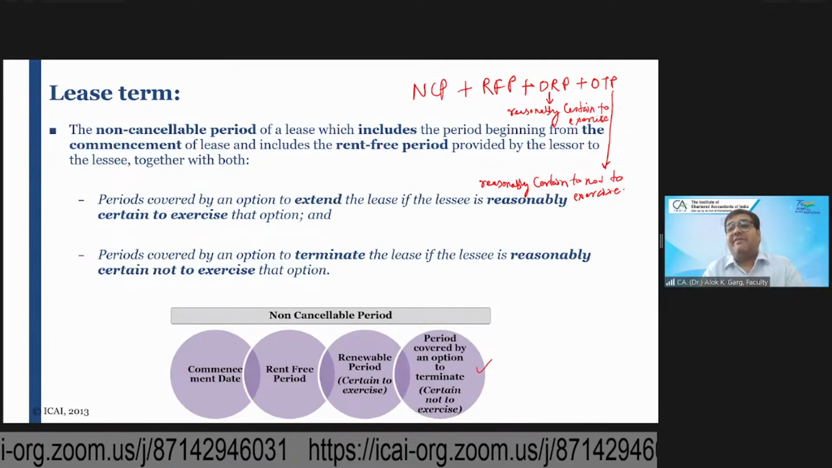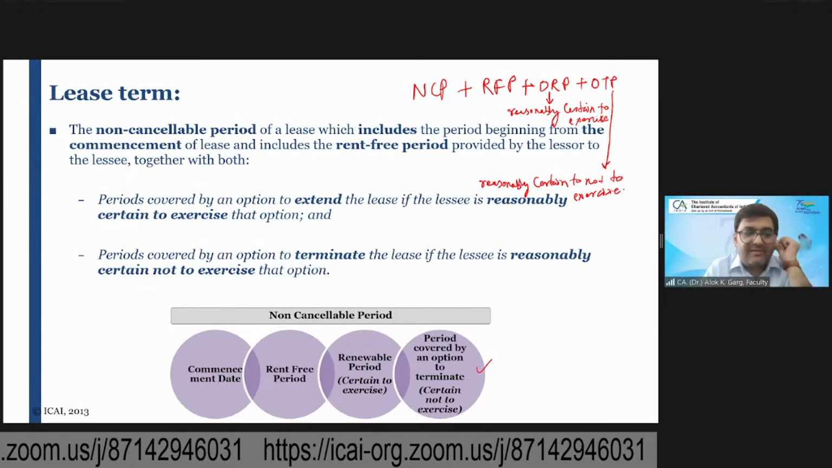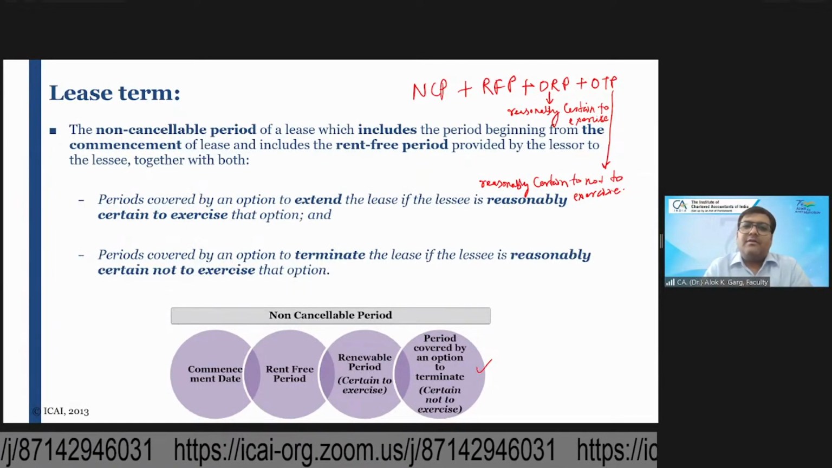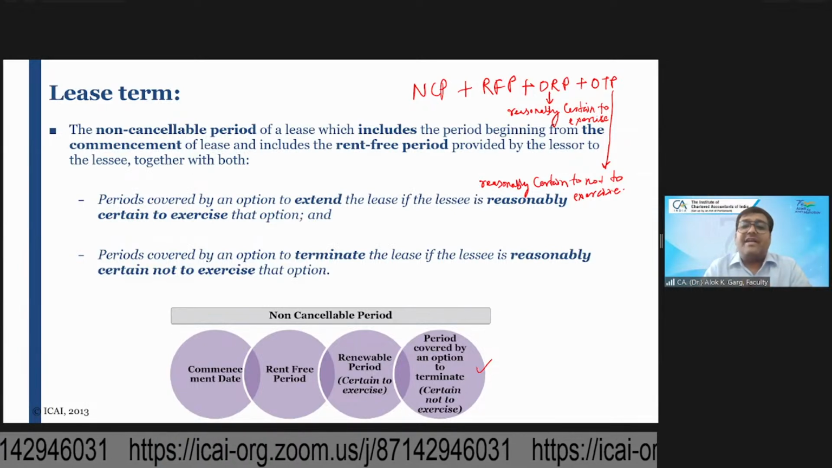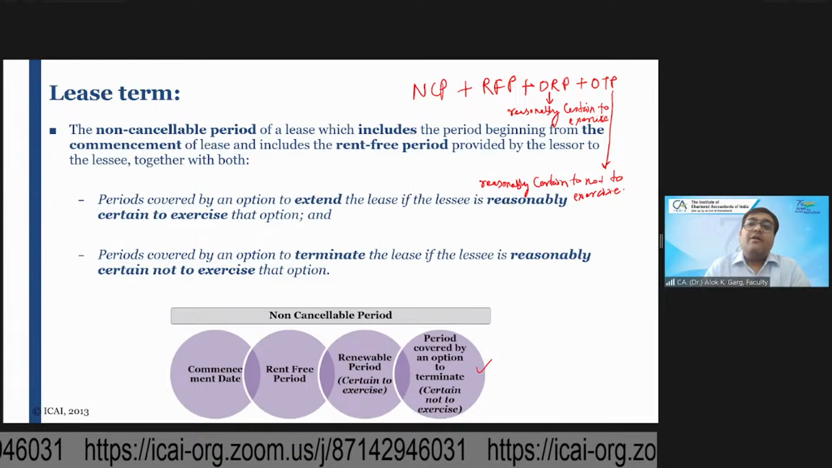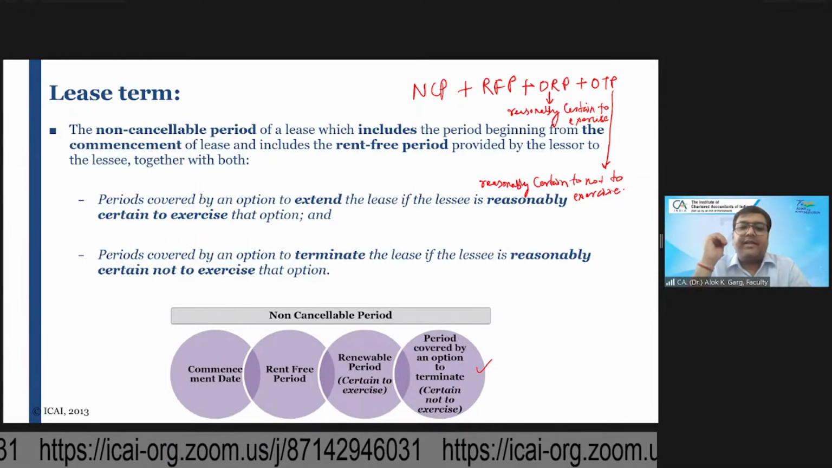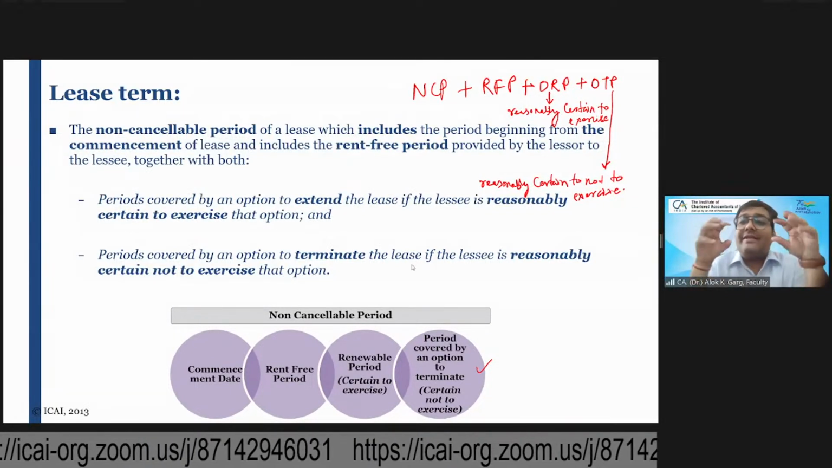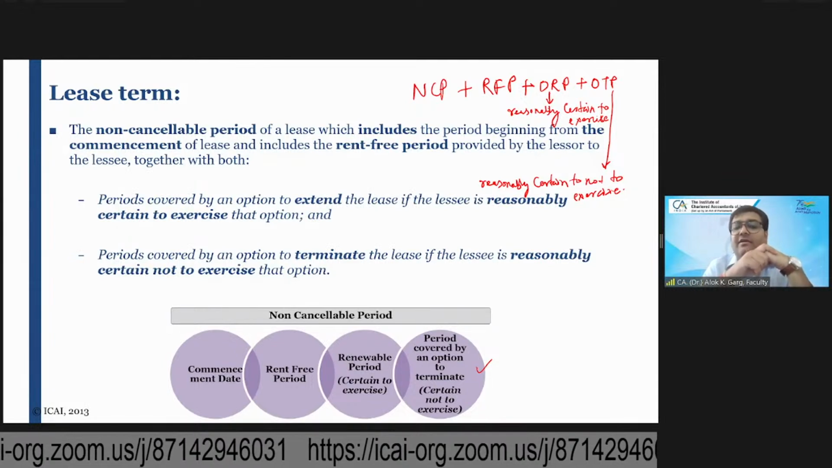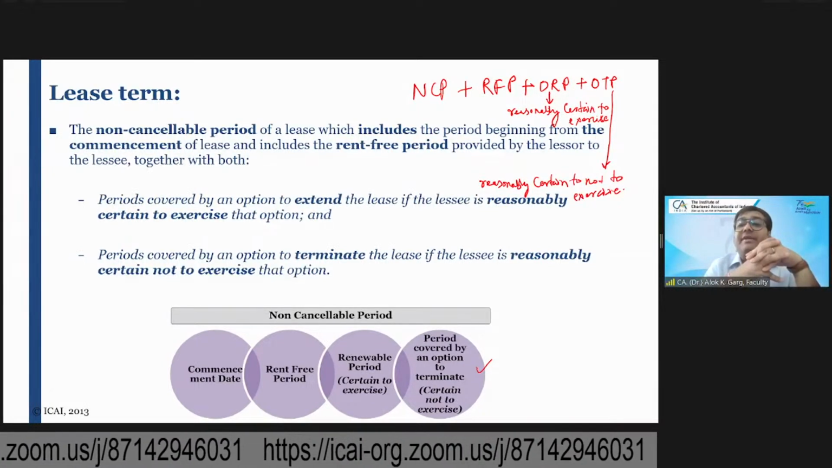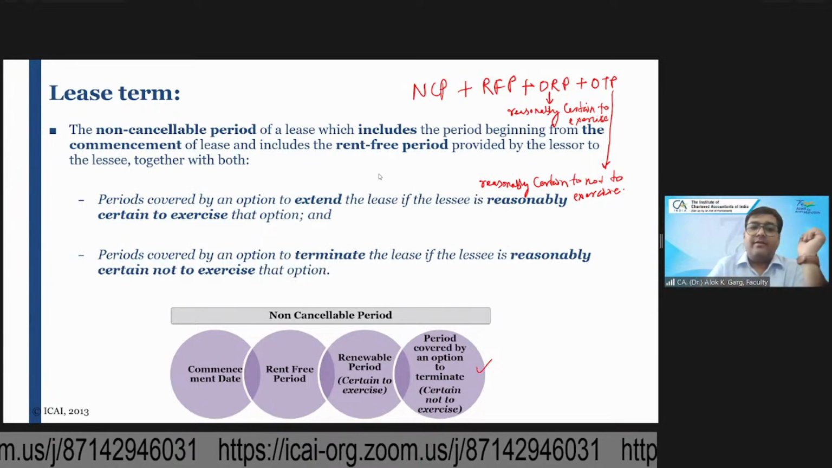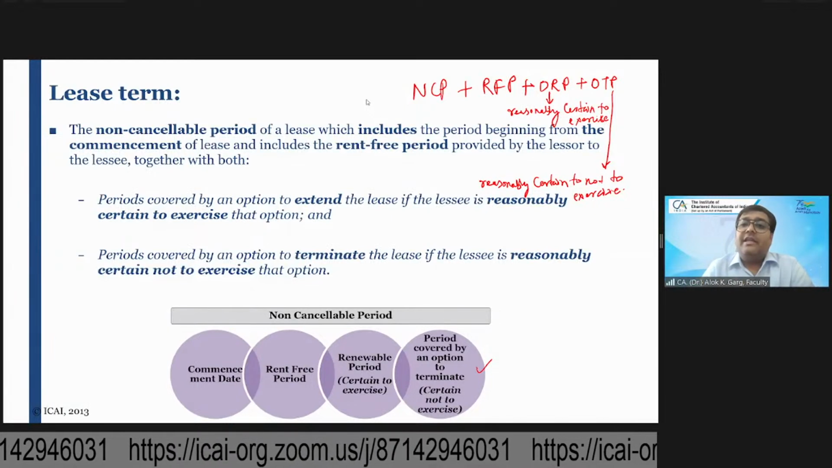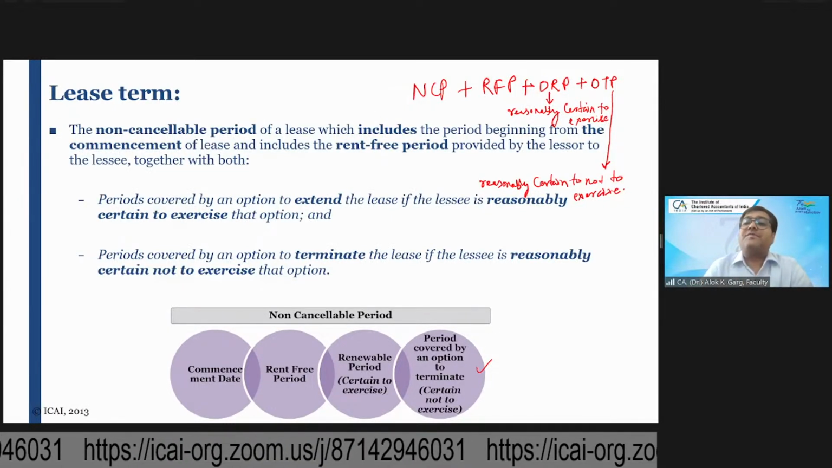Lease term, a very important aspect. What is a lease term? Friends, the standard talks about the lease term, and the standard has given you four aspects. From the commencement date, the non-cancelable period of the lease begins from the commencement of the lease and includes the rent-free period provided by the lessor, together with an optional renewal period and optional termination period.